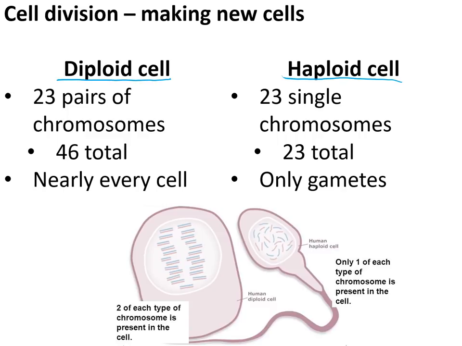Now, diploid cells are your normal body cells. Nearly every single cell in your body is diploid. That means it contains 23 pairs of chromosomes, so 46 in total. Haploid cells, on the other hand, are your gametes. So gentlemen, that's your sperm, and ladies, that is your eggs. Now these have 23 single chromosomes, so only 23 chromosomes in total. The idea being that when sperm meets egg, the two sets of 23 chromosomes pair up to make 46 total.